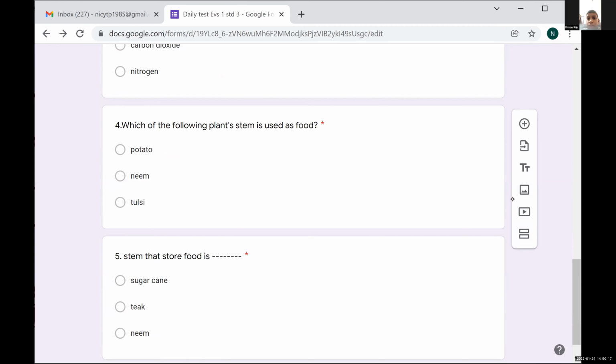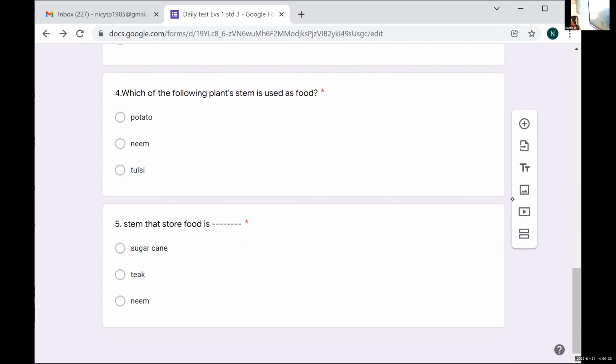The fourth one. Which of the following plant's stem is used as food? Fifth one, stem that store food is dash. After clicking, you have to check again all the answers. Please check once again. After that only you have to submit it.